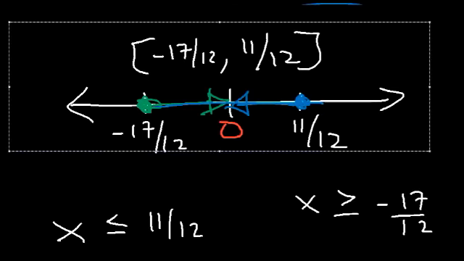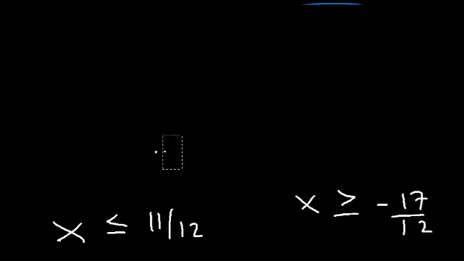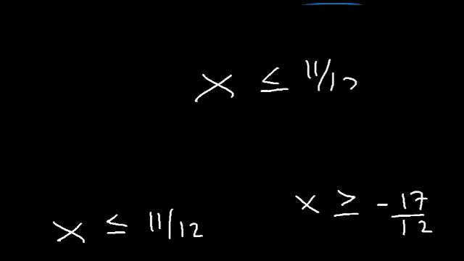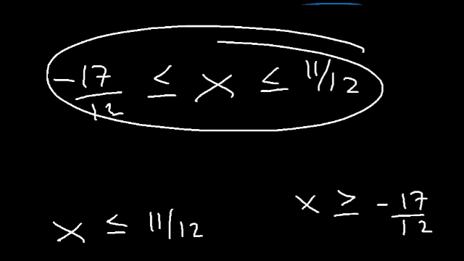Now you can also write your answer this way. You can put x in the middle and say it's less than or equal to 11 over 12, but it's greater than or equal to negative 17 over 12. You can write your answer like this as well.